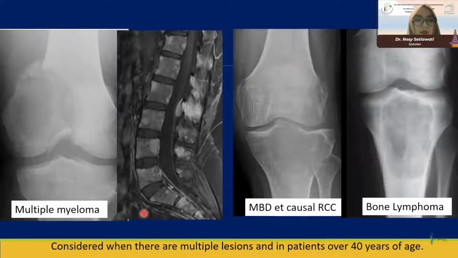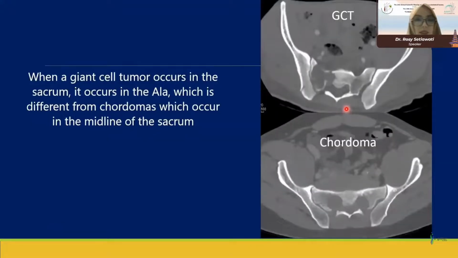So we have to complete all the additional information of the patient so we can reach our diagnosis, because multiple myeloma, MBD, and bone lymphoma may also appear as osteolytic lesions in the epimetaphyseal region. So it's very important to consider them. And when GCT happens in the sacrum, it usually starts in the ala sacri, differing from chordoma, which usually occurs at the midline of the sacrum.